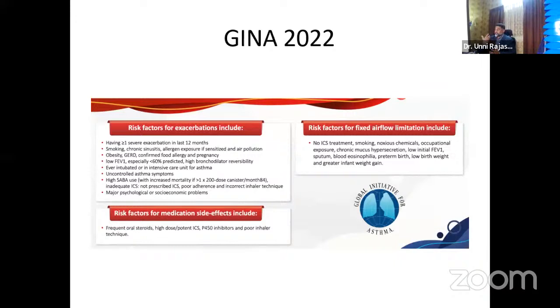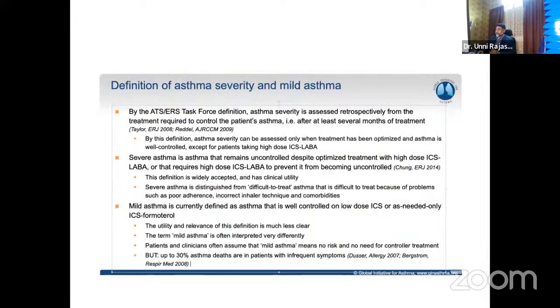Then you have risk factors for fixed airflow limitation, like the patient not taking any inhaled corticosteroid treatment, smoking habit, occupational exposure, and mucus hypersecretion. These are the risk factors for airflow limitation. And also medication side effects, like frequent oral steroid use and high dose potent ICS. So these things you have to keep in mind when you're treating our patients.